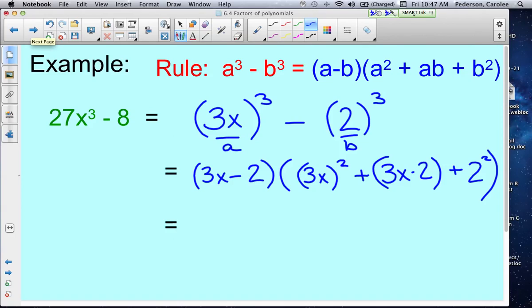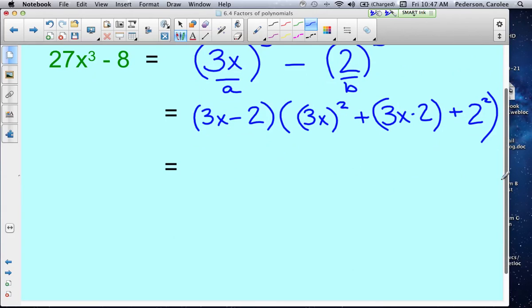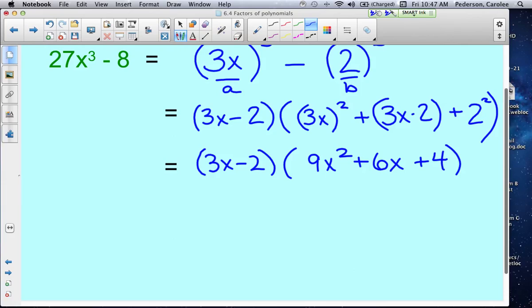And now we just need to clean up that second parentheses. So 3x minus 2, and then 3x times 3x is 9x squared. 3x times 2 is 6x, and then 2 times 2 is 4. Now we have it in factored form.